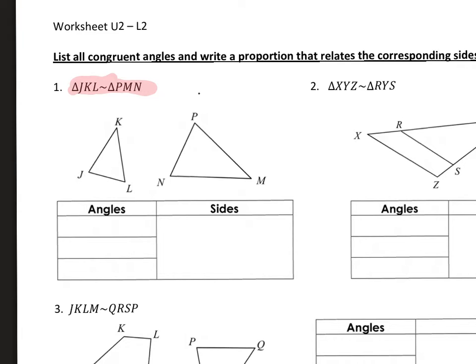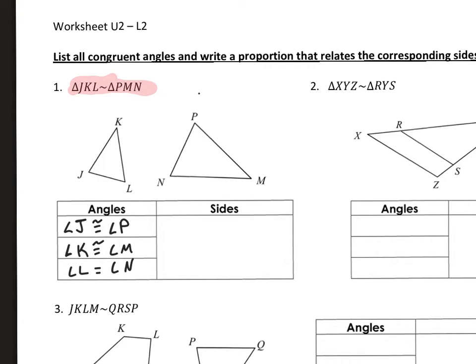We don't need to look at the diagram at all in this particular problem. We can just start listing the angles. The first angle mentioned is angle J, and that will be congruent to the first angle listed in the second triangle, angle P. And then angle K is the second vertex listed in triangle JKL, and that's similar to triangle PMN. So angle M is the second one, angle L is the third one, angle N is the third one. So those are the corresponding angles.